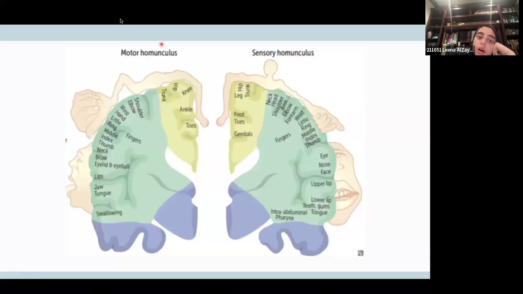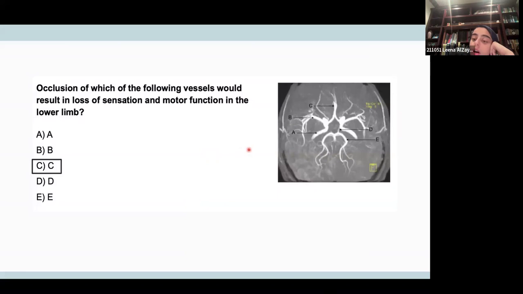Loss of... B is the middle or D is posterior. Wait. No, the answer is for... wait. Anterior and, wait, what was the question again? B is middle. Oh yes, B is middle. D is posterior, yes. No, I think E is posterior, D is posterior communicating. But I'm not 100% sure.